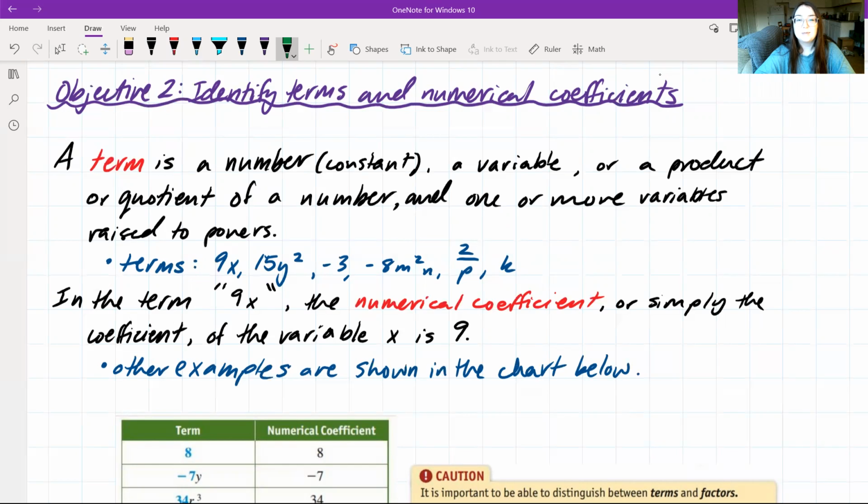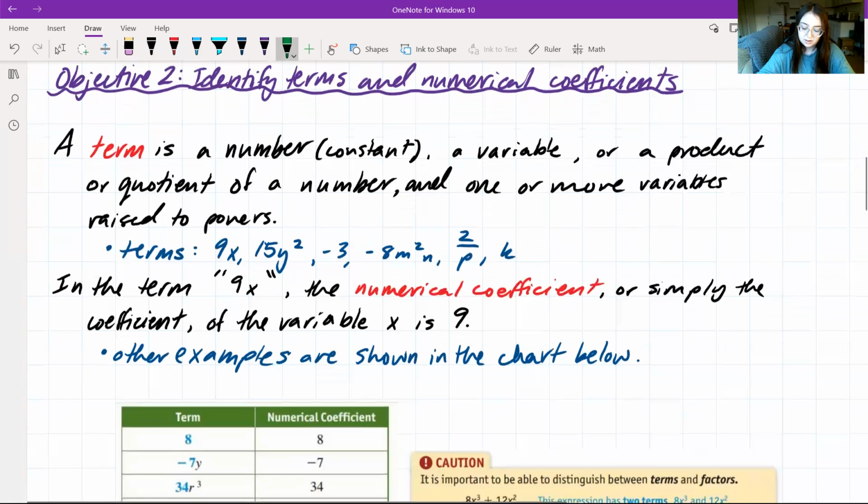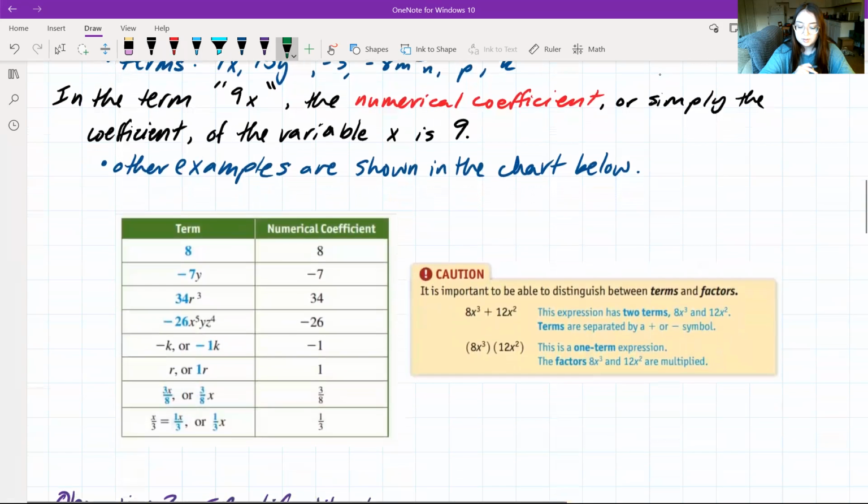Pretty much anything that is being multiplied together and stated as one unit is what we would call a term. So in the term 9x, the numerical coefficient, or simply the coefficient, we don't have to call it the numerical coefficient every time, we can just call it the coefficient of the variable x is 9. So the coefficient of 9x is 9. Then we have some other examples of coefficients in our chart below. So if we have something like the term 8, then our coefficient is just 8. And if we have something like -7 times y, our numerical coefficient is -7.